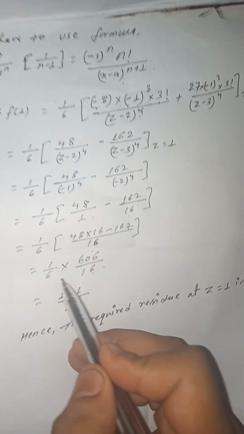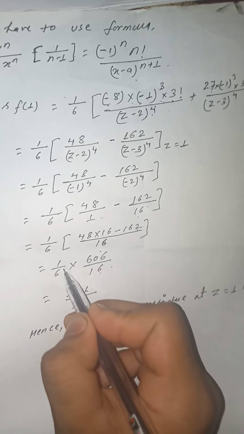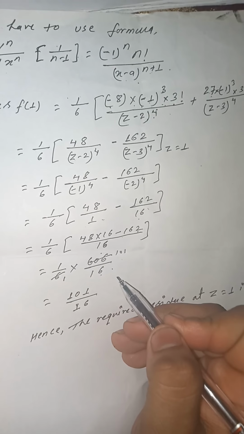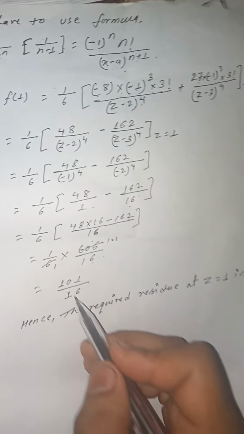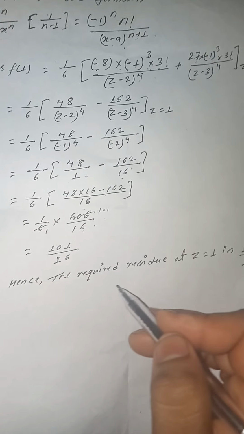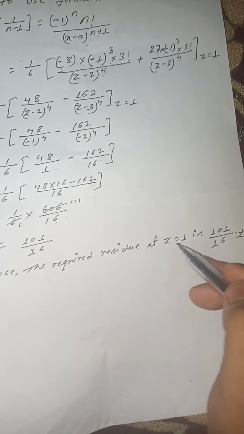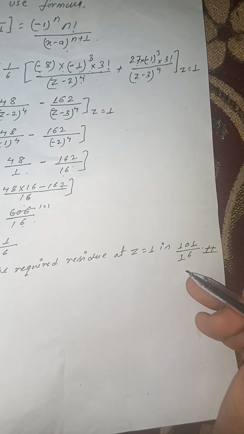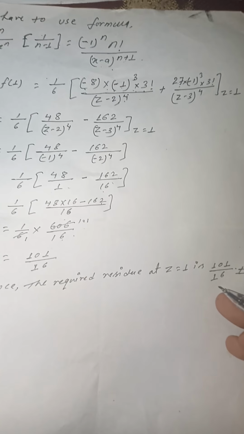Then we can cancel this: 6 ones are 6, 6 101s are 606. Then we get 101 upon 16. So hence the required residue at z equal to 1 is 101 upon 16, which is our final solution.